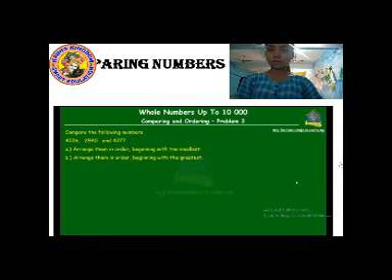Let's learn in this lesson how to compare and order numbers. Compare the following numbers: 4,026, 2,940 and 4,377. Part A, arrange them in order beginning with the smallest, and part B, arrange them in order beginning with the greatest. So how do we compare numbers?